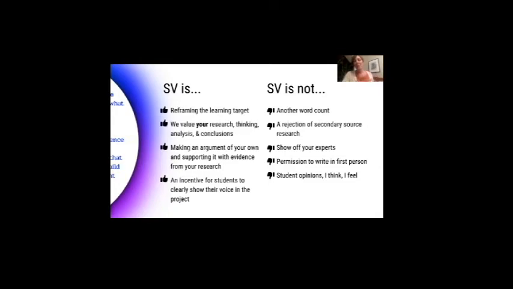It's not permission for them to write their project in the first person. And I will say the exception to that is the process paper, which they should write in first person, but the project still needs to be written in third person. And it's not permission for students to just give opinion statements to say, I think, I feel, this is what I believe. It's research-based. Okay, let's go to the next one.